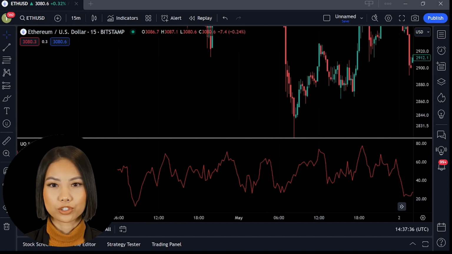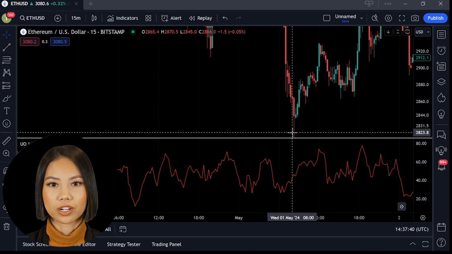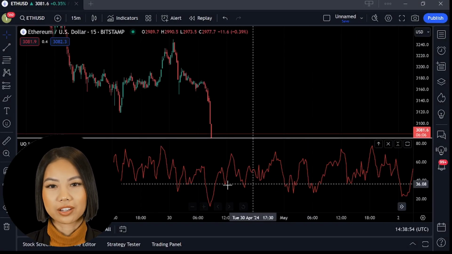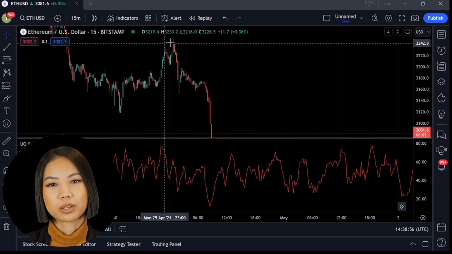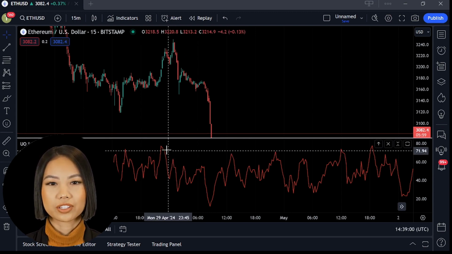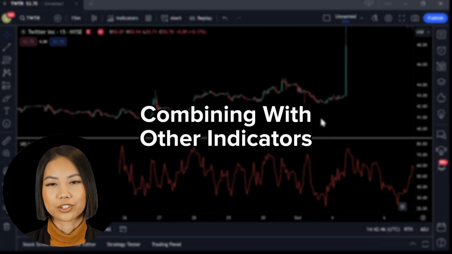Divergences are also crucial. A bullish divergence occurs when the price makes a lower low, but the oscillator makes a higher low, indicating weakening downward momentum. Conversely, a bearish divergence happens when the price hits a higher high while the oscillator forms a lower high, suggesting fading upward momentum.